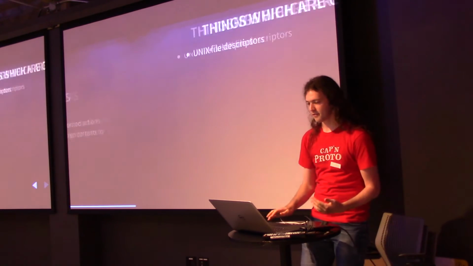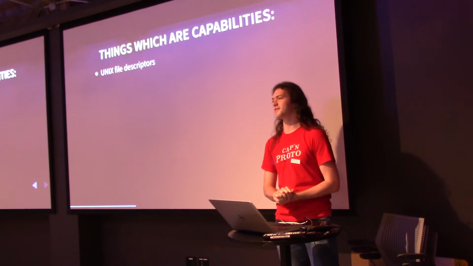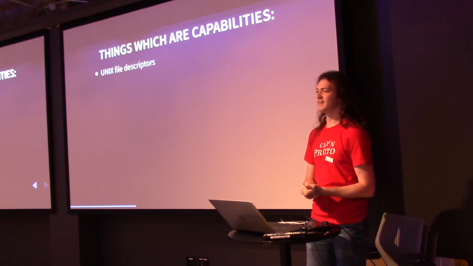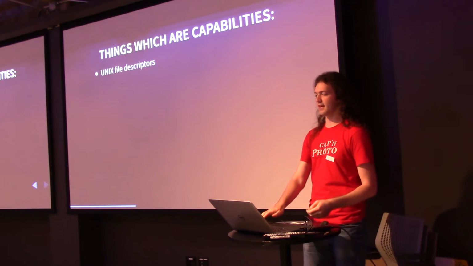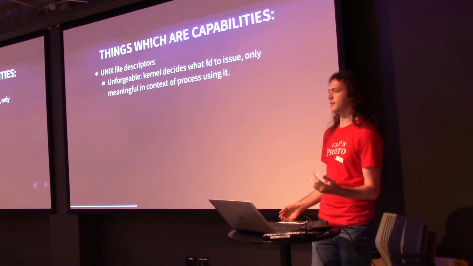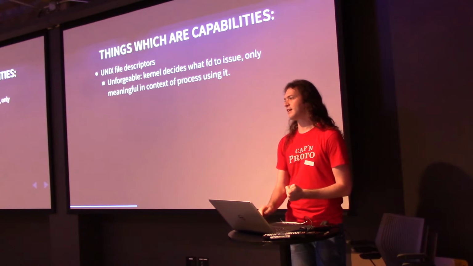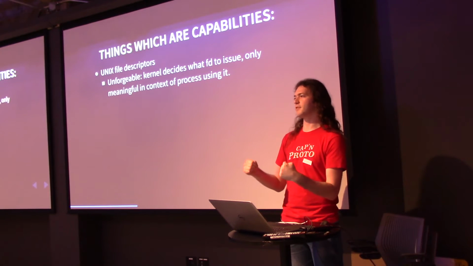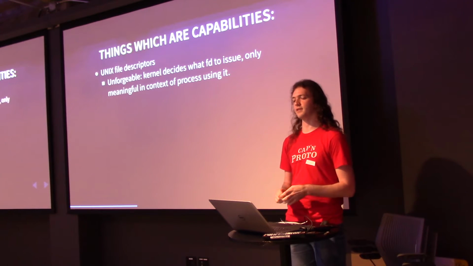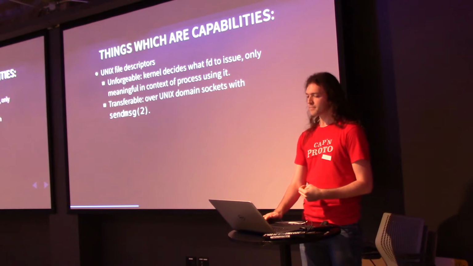So, some examples of things which are capabilities. Unix file descriptors are perhaps one of the canonical examples of things which behave like capabilities. They're unforgeable. The kernel decides what file descriptor number to issue to your process, and reusing that number in another process does not mean the same thing to the kernel. It decides what that file descriptor means.